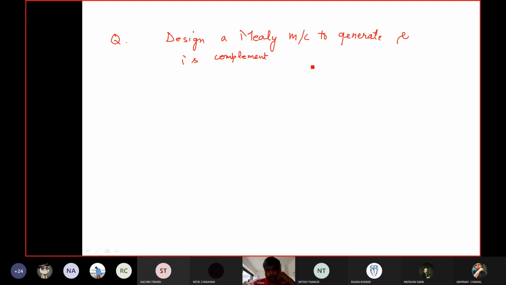So the question is, design a Mealy machine to generate one's complement. Right?